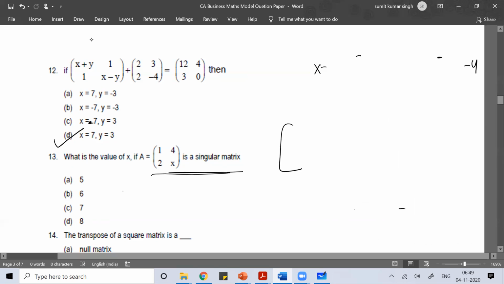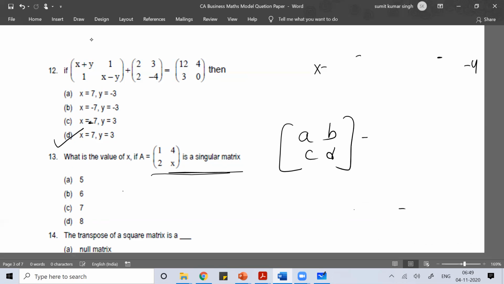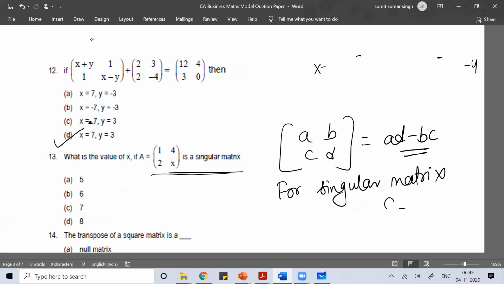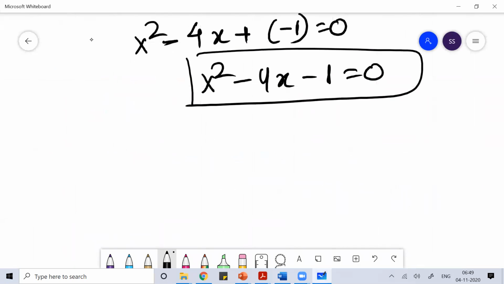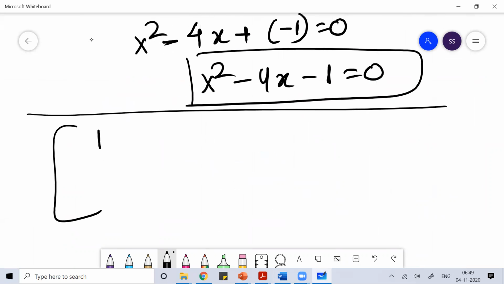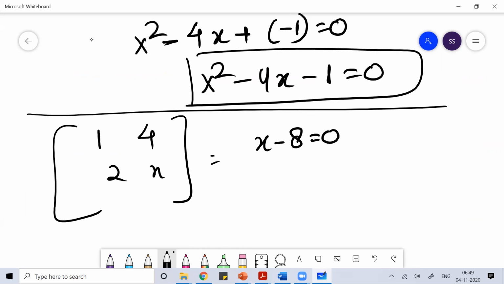What is the determinant of the matrix A, B, C, D? The determinant of that is AD minus BC. So for a singular matrix, AD minus BC should be equal to 0. It's the same thing if I use it here, with 1, 4, 2, x. So singular matrix means x minus 8 equal to 0, means x is equal to 8.